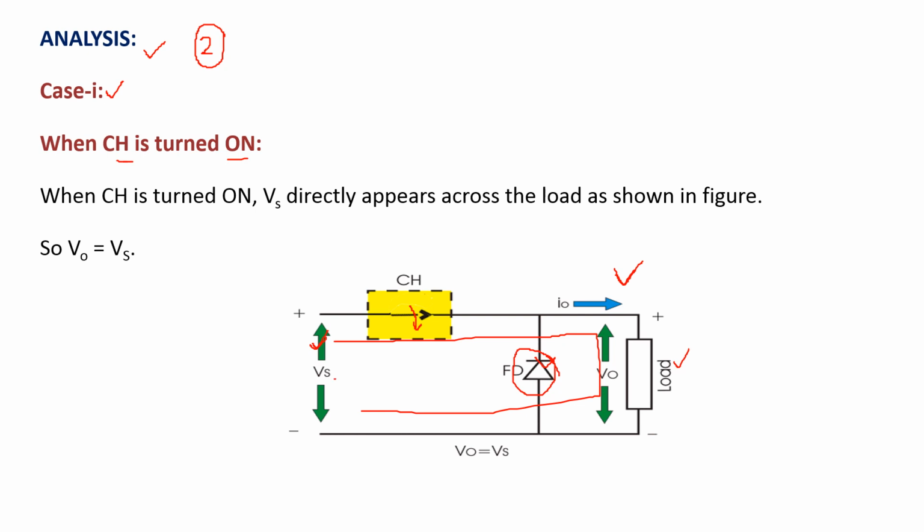Total input voltage is going to appear across the load. That is, when the chopper is turned on, Vs directly appears across the load. That is given as V0 is equal to Vs. This is the first case of the step down chopper.